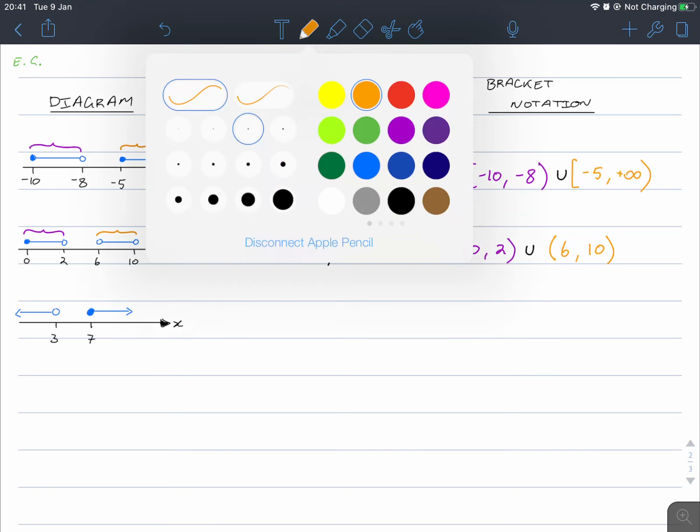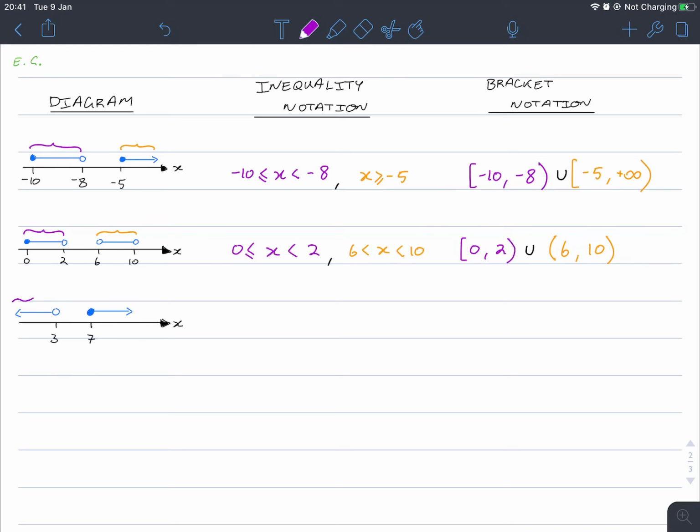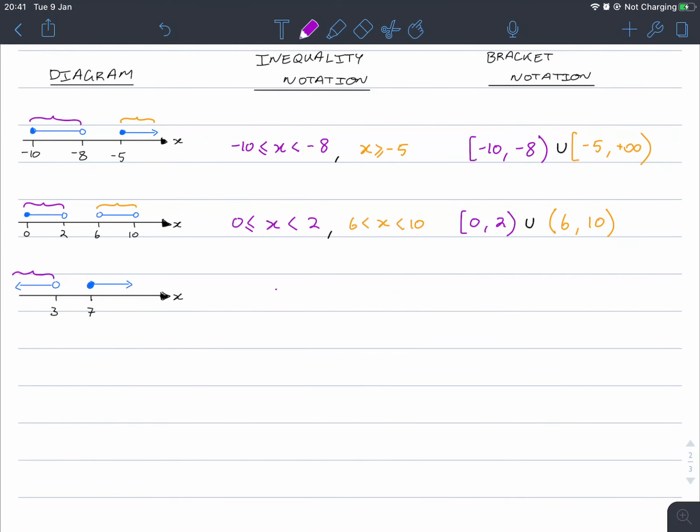We may sometimes have open intervals that have infinity here, so let's do this one now again. Let's do this bit in purple. That is from 3 at the highest point down to negative infinity, not including negative infinity. And this orange part here will be starting at 7, including 7, to positive infinity. Oops, I did this the other way around. So here are the interval notations.